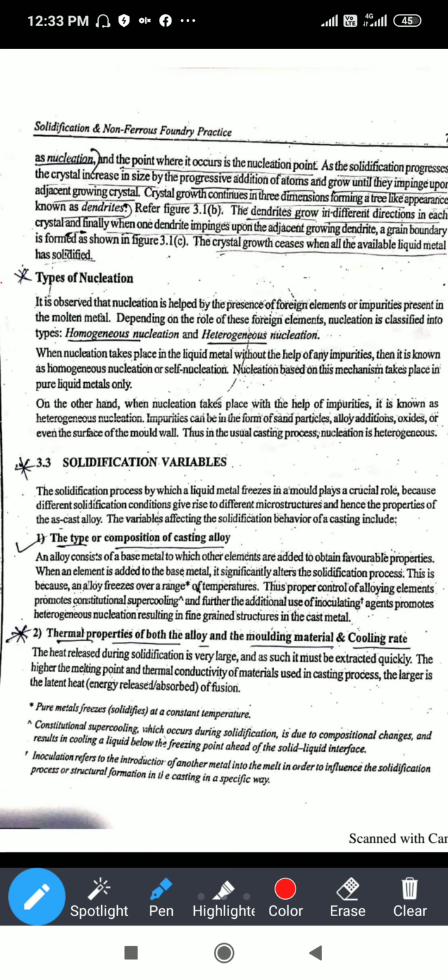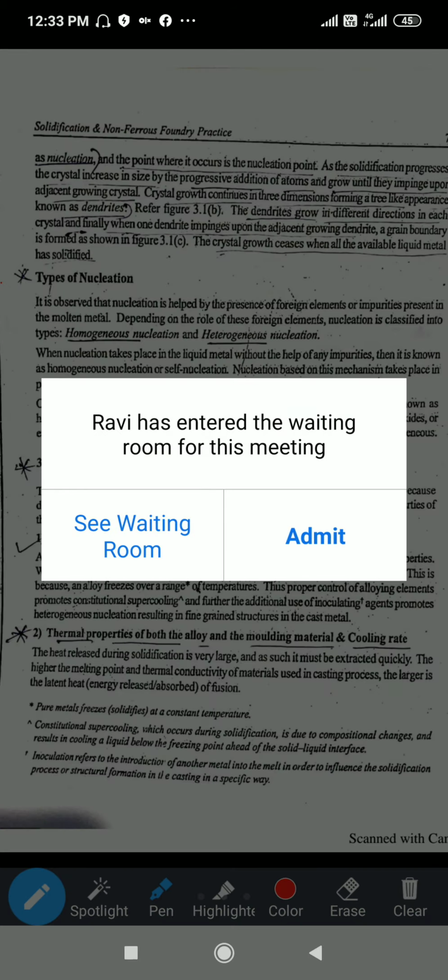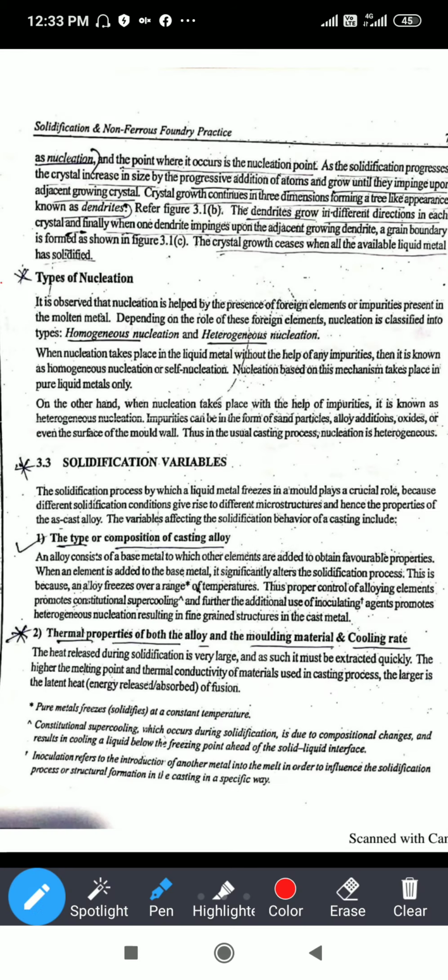And the molding material means what? The green sand or the sand which you are using for making a mold, as well as the molding box. And the next one is the cooling rate, which is the freezing rate from where it starts to solidify. The heat released during solidification is very large.